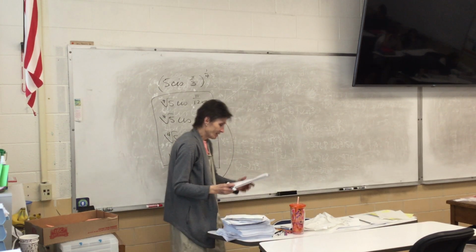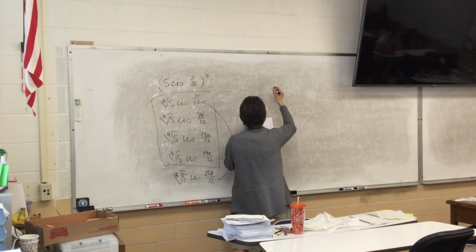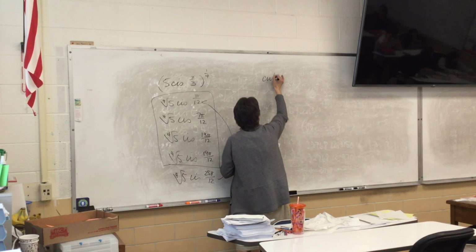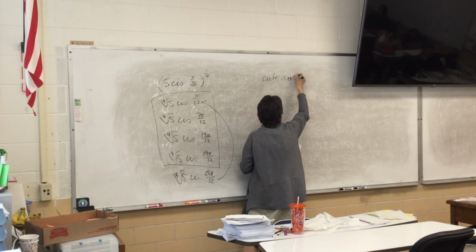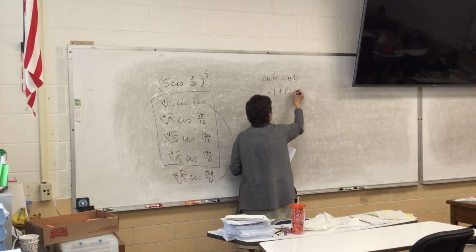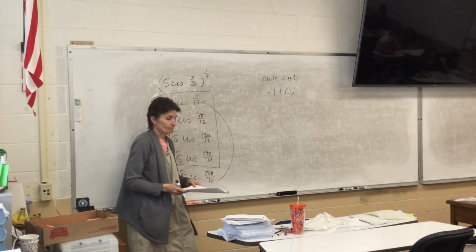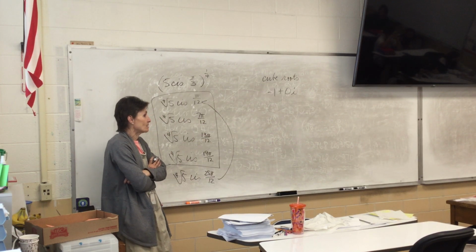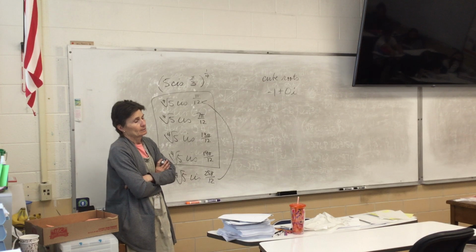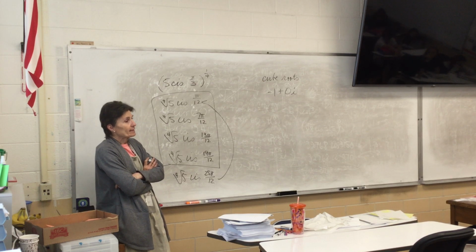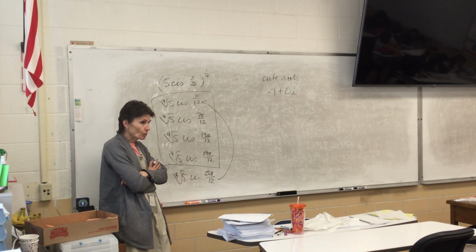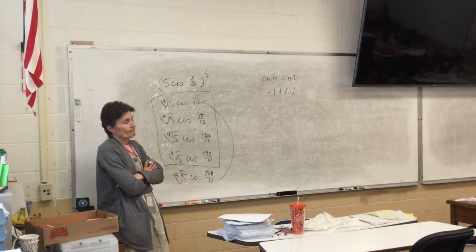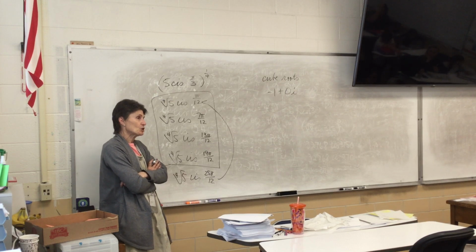Awesome. Find the cube roots of -1. When I have a plain number, I like to think of it as -1 plus 0i. That gives me an x and a y both to work with. And I want to find the cube roots.